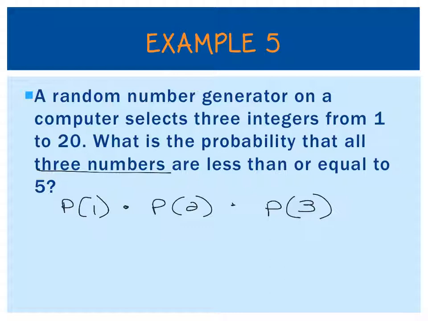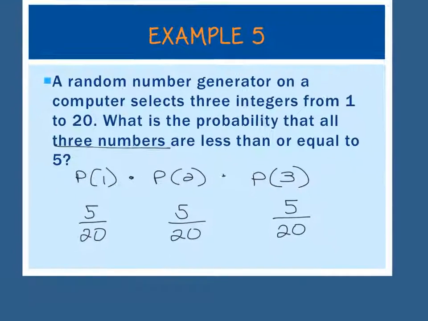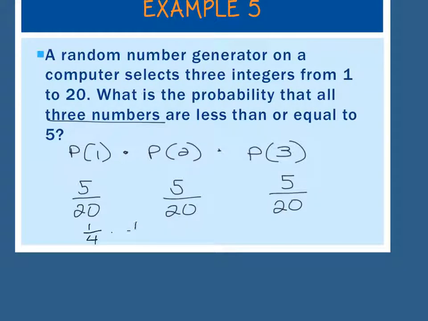So the first time it happens, the sample set is 20 because it's the numbers 1 to 20. It is also 20 for the second time and the third time because this is an independent situation in which the numbers are not affected. The probability that it would be a number less than or equal to 5, that's 1 to 5, which would be 5. And it happens again for the second and again for the third time. So if I reduce that, that is 1/4 times 1/4 times 1/4, or 1/64. So the probability that all 3 numbers are less than or equal to 5 is 1 out of 64.